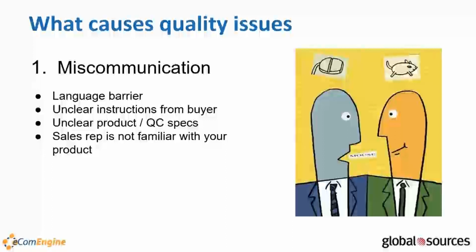Another issue is unclear instructions from the buyer. So let's say you want a yellow widget with a red flag on it. Have you specified which shade of red you want? There are literally thousands of shades of red. So you need to be very clear about which specific shade of red you want on your yellow widget.